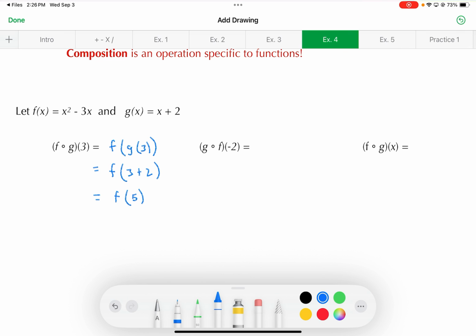All right, now understand that 5 by itself is a range value for the function g, right? I plugged 3 in for x, I got a 5 out. But now what I'm going to do is treat that 5 like a domain value for the function f. Okay, that's the whole idea of a composition. So what's f of 5? Well, that would be 5 squared minus 3 times 5, 25 minus 15, or 10.